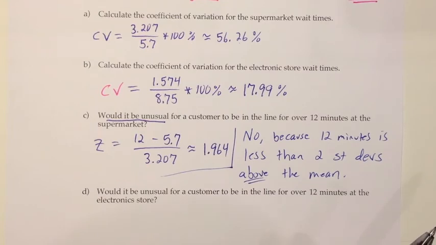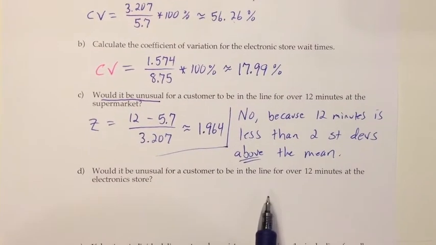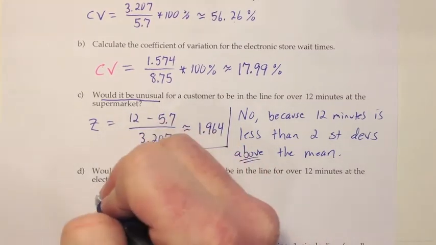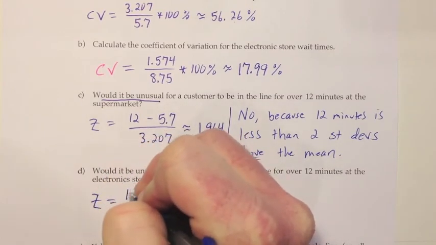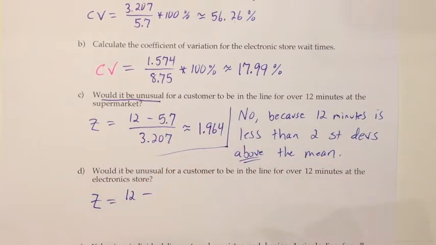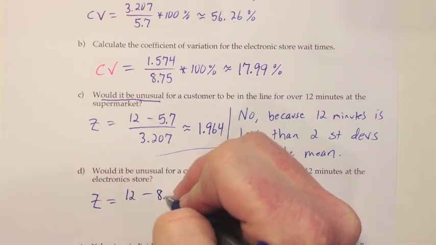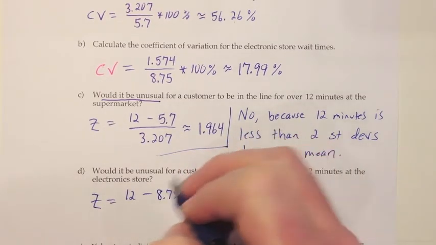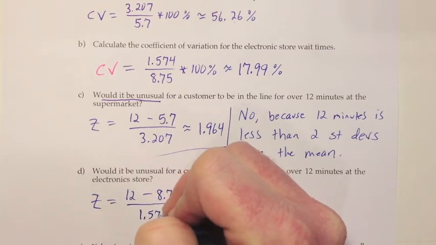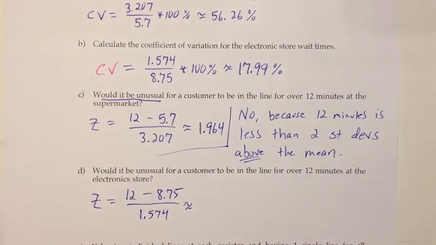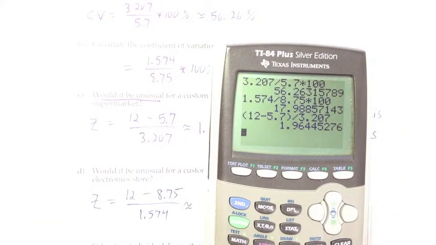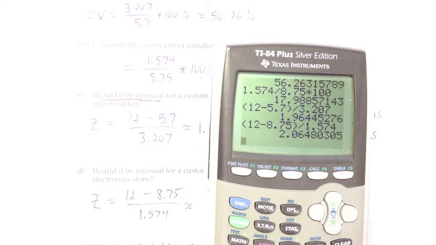So we know that the average at the electronics store is higher, and we're going to look at the same question. Would it be unusual for a customer to be in line for over 12 minutes at the electronics store? We would do that same approach. We do 12 minus the mean for the electronics store, which is 8.75 minutes, over the standard deviation, 1.574 minutes. We go through to our z-score, same calculation, just different numbers plugged in. So 12 minus 8.75 over 1.574, and look at that, we end up over 2, so 2.065.